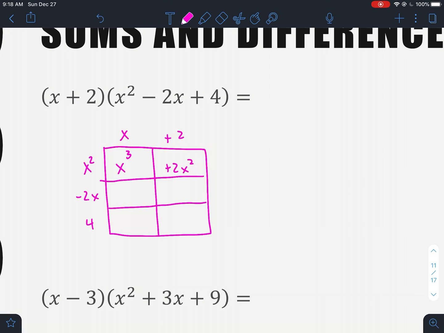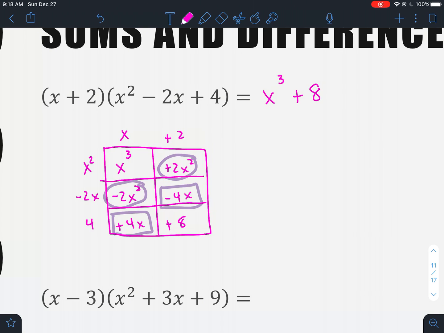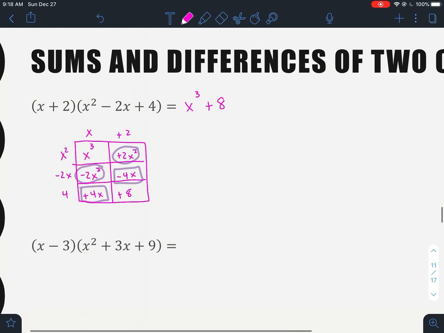So let's see what happens when I multiply this out. So I get x cubed plus 2x squared minus 2x squared minus 4x plus 4x and plus 8. Well, notice what happens to those middle terms. Negative 2x squared and positive 2x squared cancel, and the positive 4x and the negative 4x cancel. So all I'm left with is x cubed plus 8.